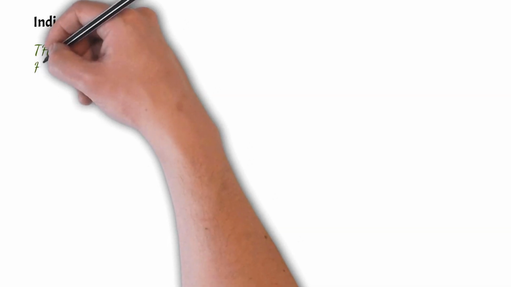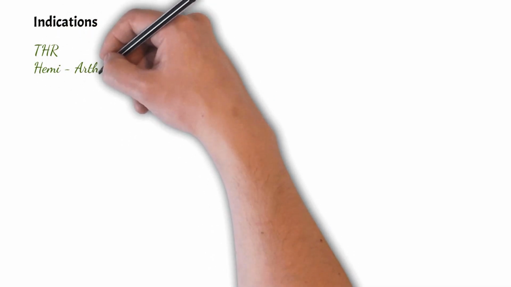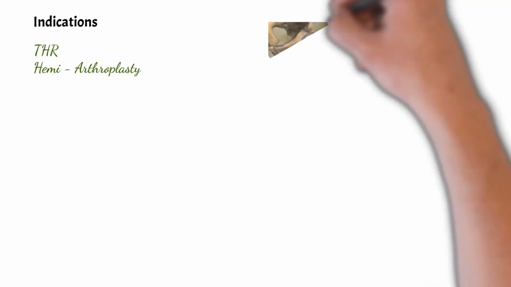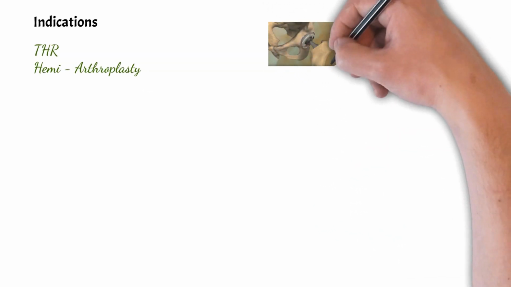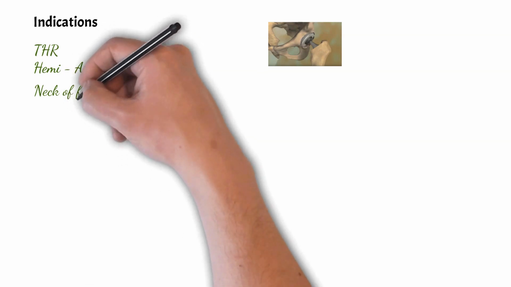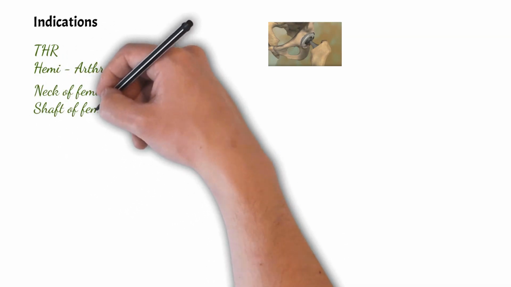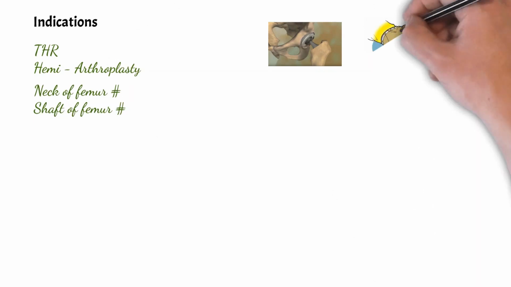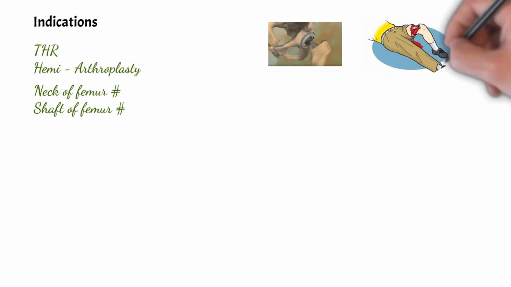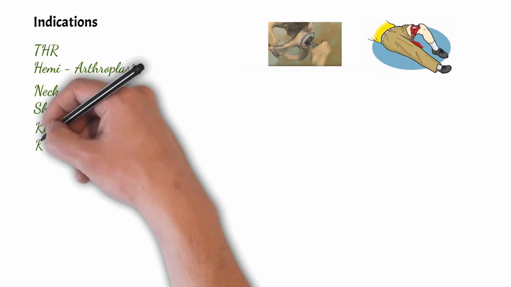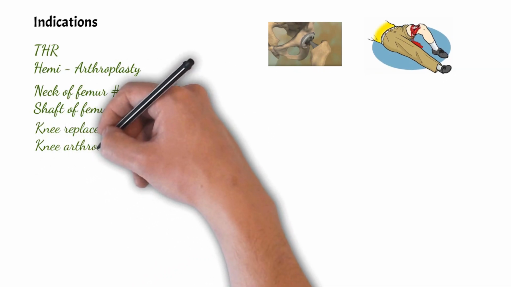Now comes the indications of lumbar plexus block. The first is THR, the second is hemiarthroplasty. Friends, if you visualize and study, then it becomes easy for us to learn. So this is hemiarthroplasty. The third is neck of the femur fracture. The fourth is shaft of the femur fracture. And this is a picture showing the shaft of the femur fracture. The fifth is knee replacement surgeries and knee arthroscopy.